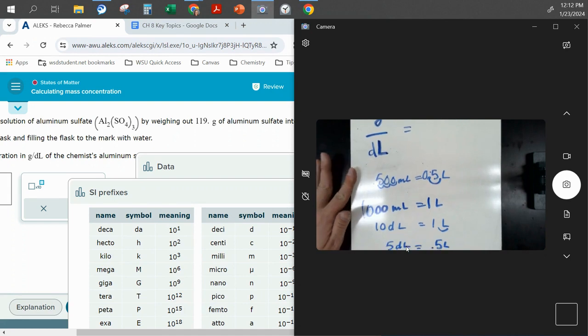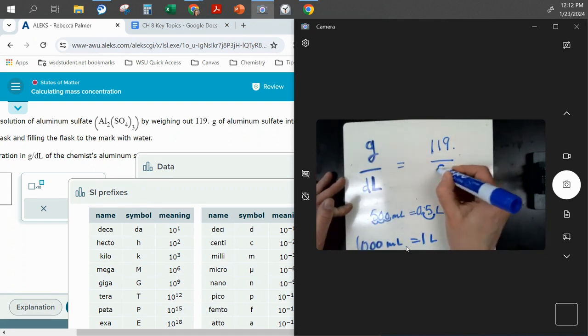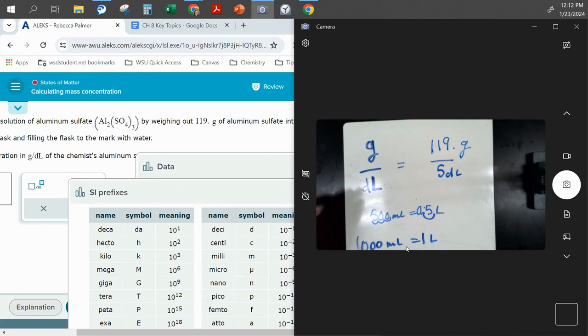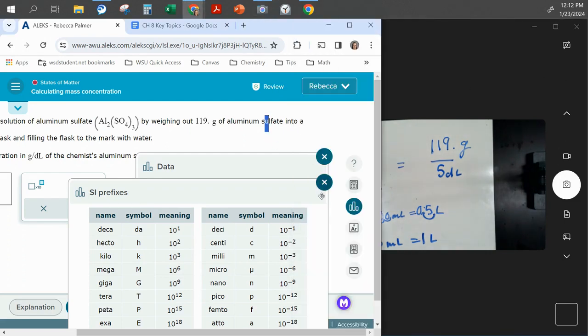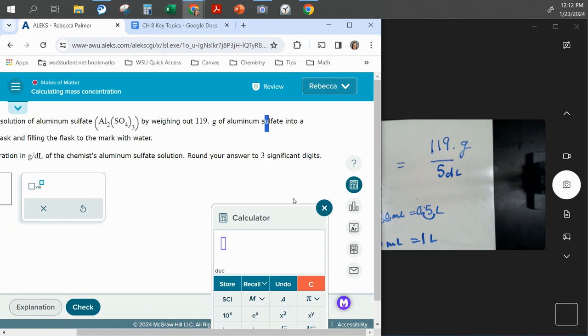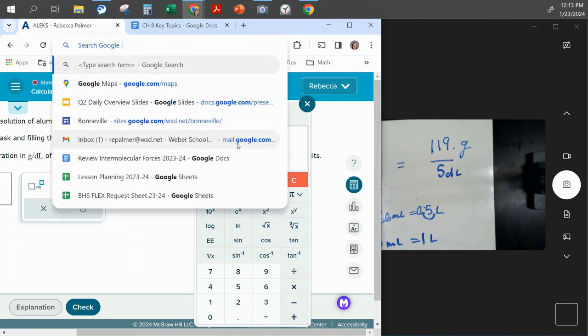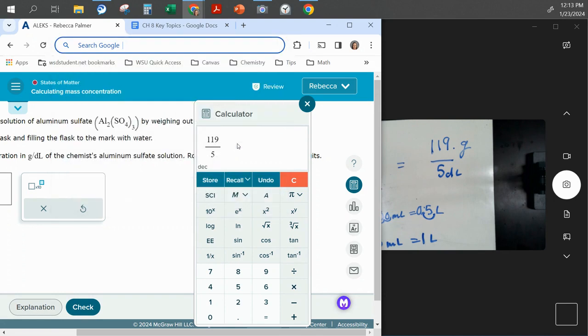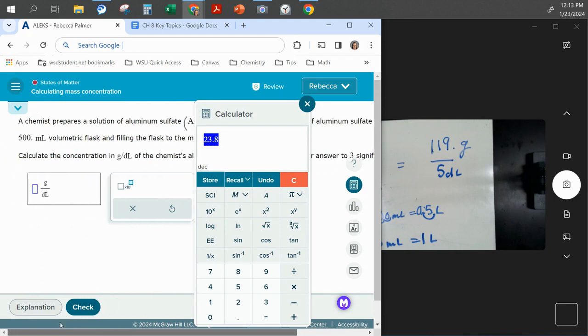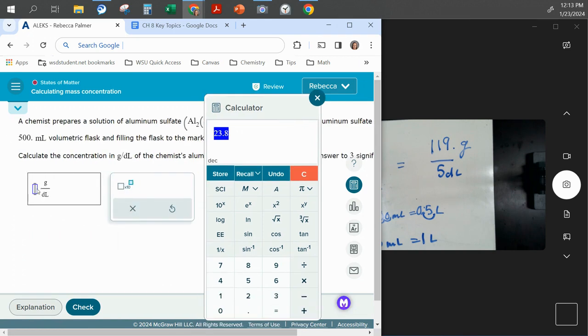Okay, so we decided there's 5 deciliters, and there's 119 grams, and then we just come over to our calculator. 119 divided by 5, which is 23.8, and we have to check our sig figs. There's 3, and was there 3 here? Yes, 3, so 23.8.